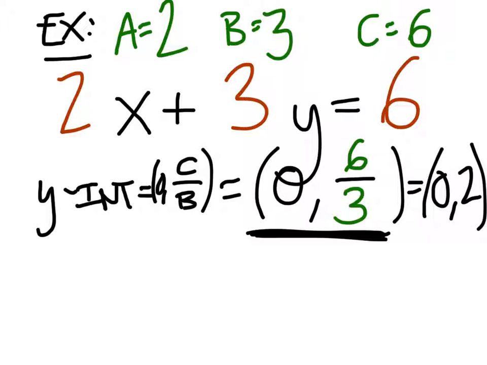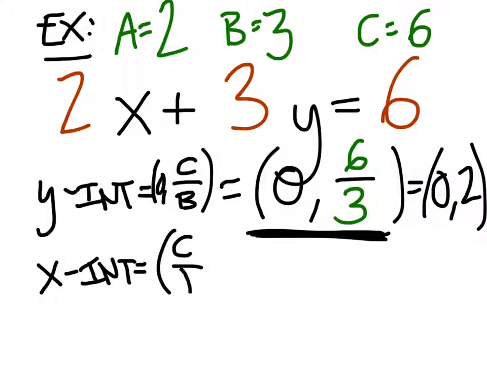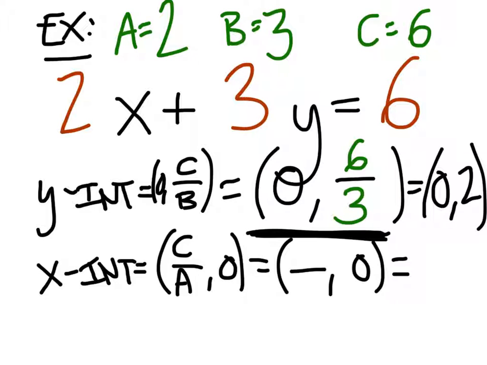Okay? So let's continue on with the x-intercept. X-intercept is C divided by A now. So we've got this fraction in 0. So we'll have our point over here. So what is the value of C? It's 6 still. A is 2. 6 divided by 2 is 3, which we've found already, okay?